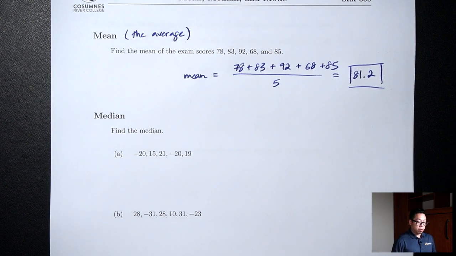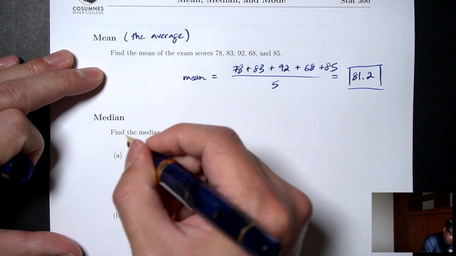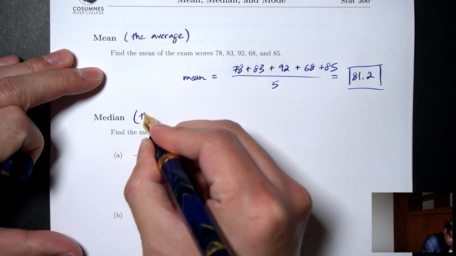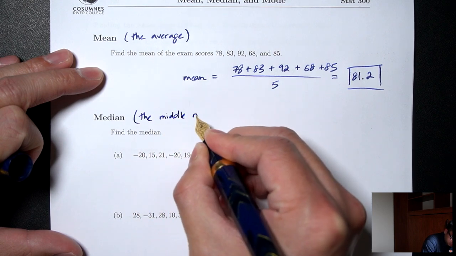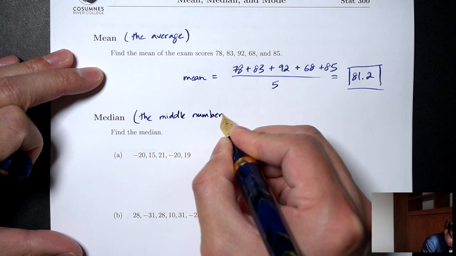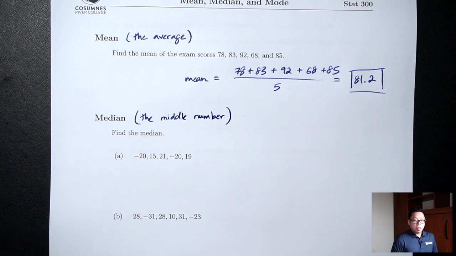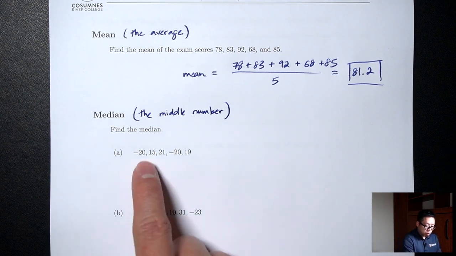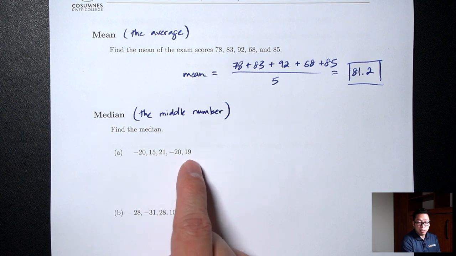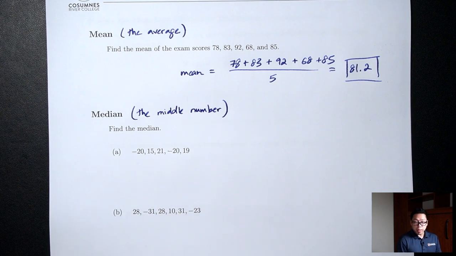The next measure of center is the median, and the median just means the middle number. After you put the data in order first. So the first thing we need to do is put the data in order. First example here, negative 20, 15, 21, negative 20, 19. First thing I'll do is put the data in order from smallest to largest. So smallest would be what?